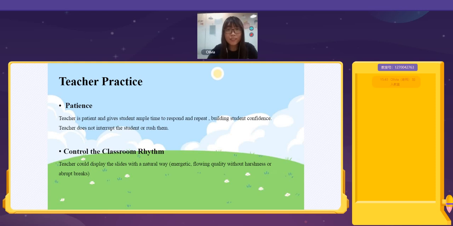If they make a mistake, also be patient in correcting their mistake. It's really helpful for them to build confidence, especially for students who are so shy. So please be patient in the classroom.